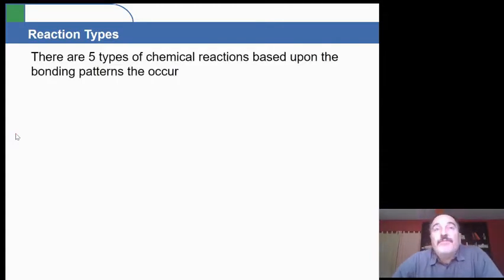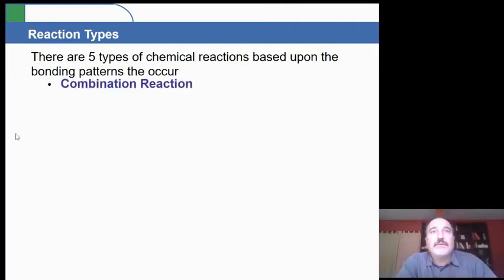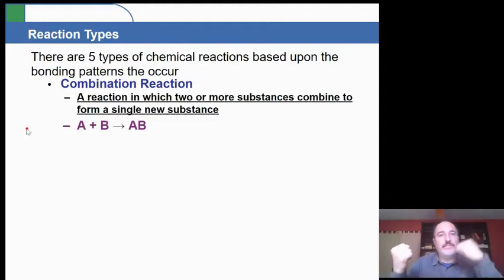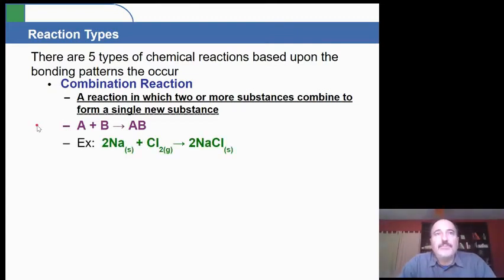Now, there are 5 types of chemical reactions based upon the bonding pattern that occurs. First of all, there are combination reactions. A combination reaction is one in which 2 or more substances combine to form a single new substance. All right. So you have one pure substance, another pure substance, they come together and form a third pure substance, some sort of compound. For example, sodium metal reacting with chlorine gas will produce sodium chloride.